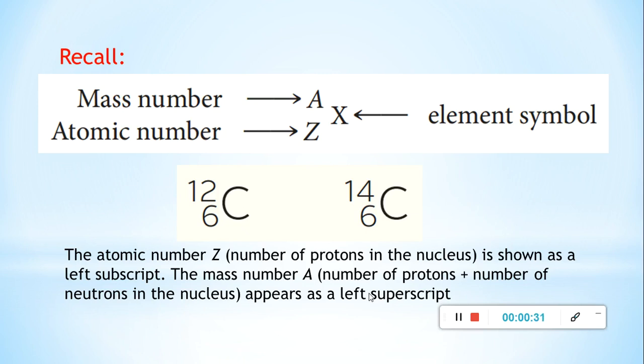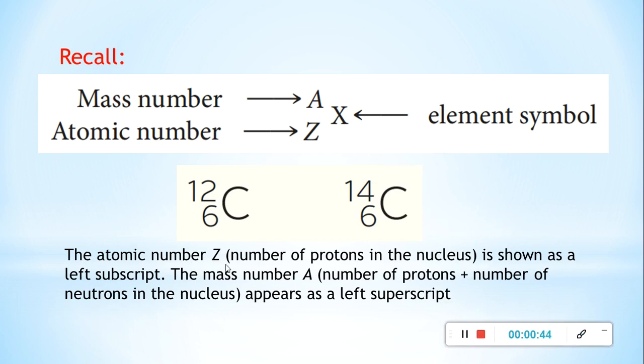As we've learned from our previous discussions, atomic nuclei are represented by symbols such as shown. The atomic number Z is the number of protons in the nucleus, shown as a left subscript. And the mass number A is the number of protons plus the number of neutrons in the nucleus, and it appears as a left superscript.